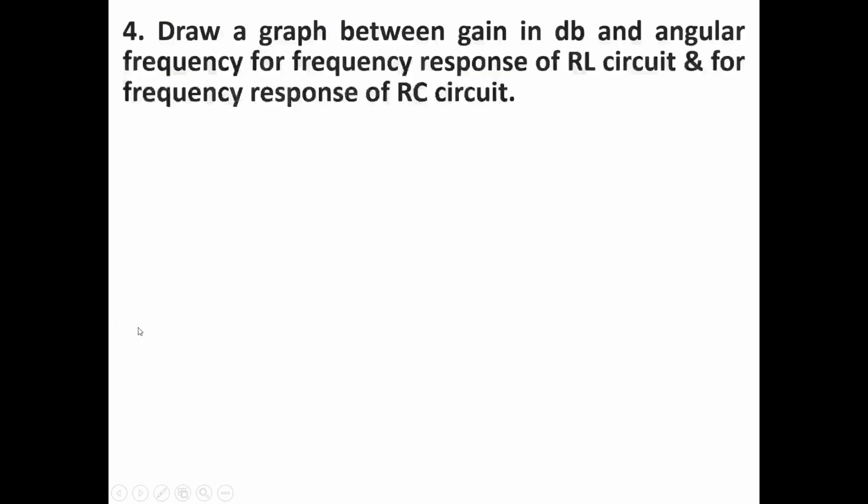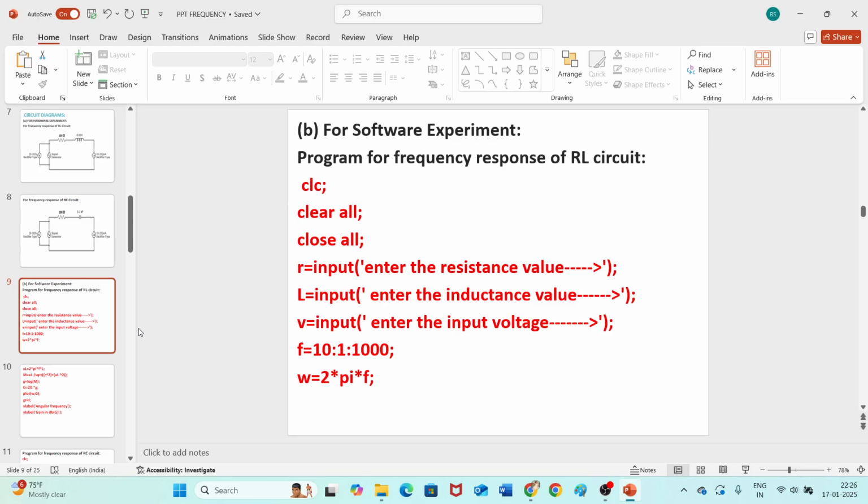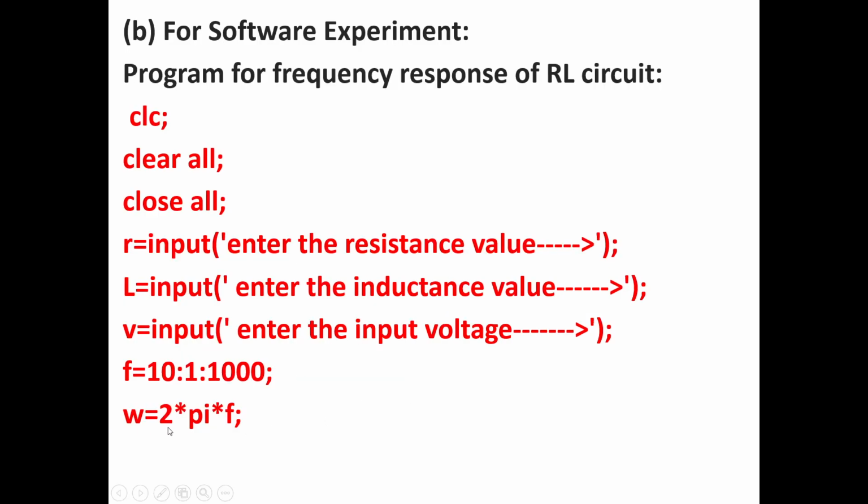So this is omega, which is our angular frequency, that is equal to 2 into pi into f, 2 pi f semicolon. So you can pause the video and copy down this program. The continuation is there in the next slide.